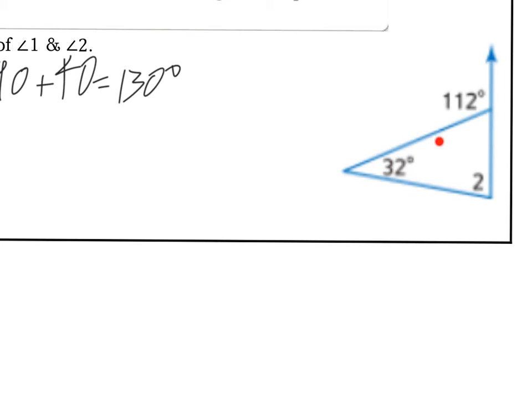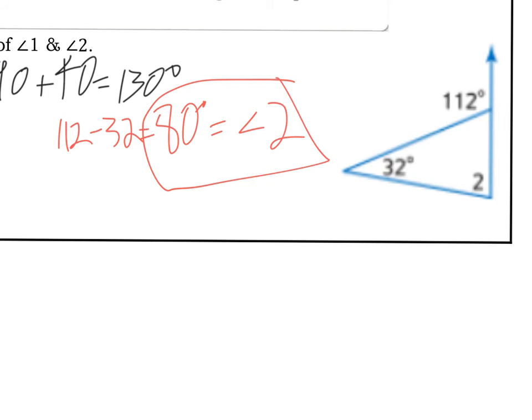So in this example, I'm going to go backwards. I know this is 112, I know this is 32, but I don't know the other one. But if you know that this plus this equals 112, then 112 minus 32 will equal angle 2, which is going to be 80 degrees. And so that's all there is to say for that one.